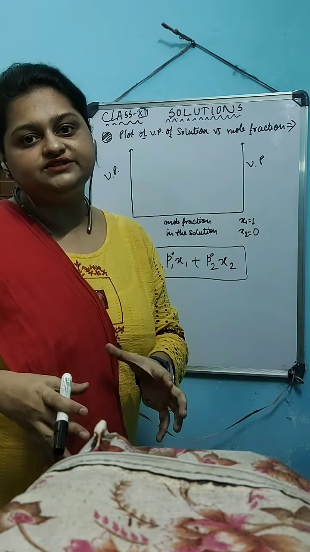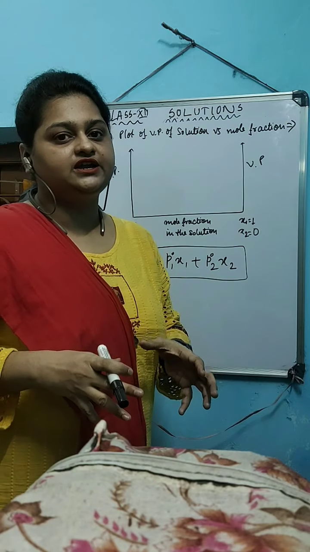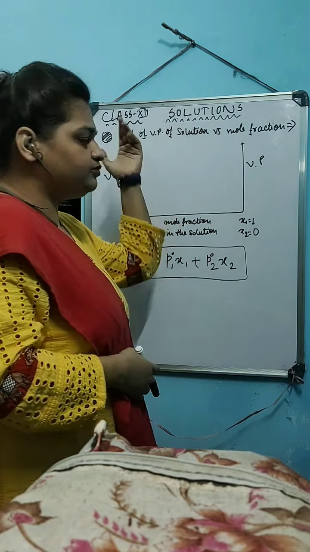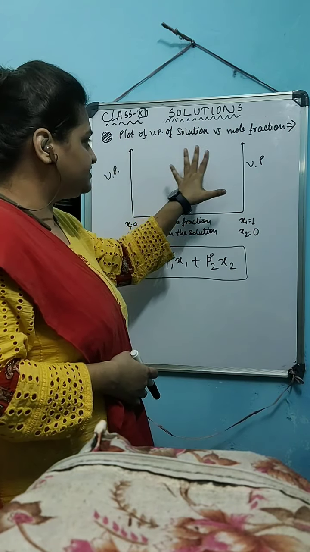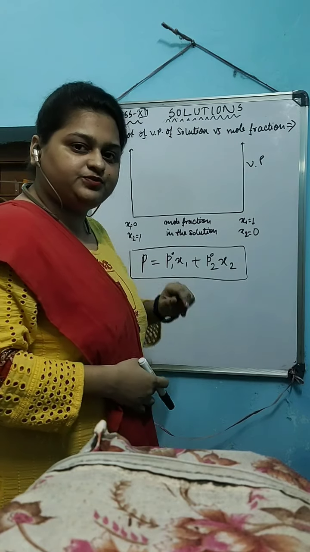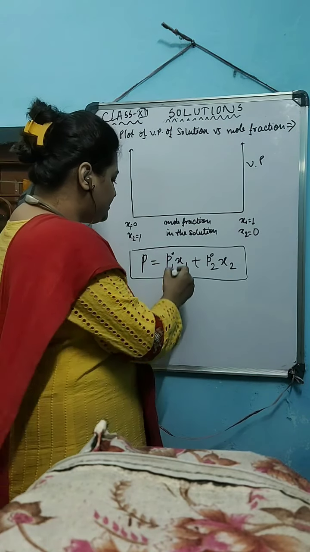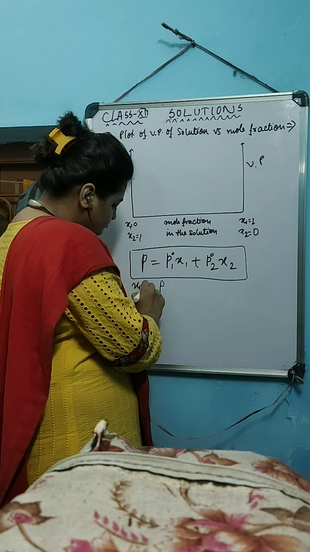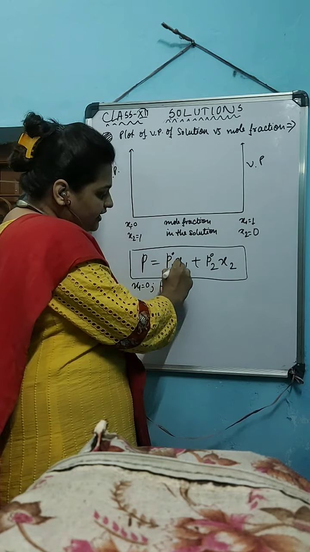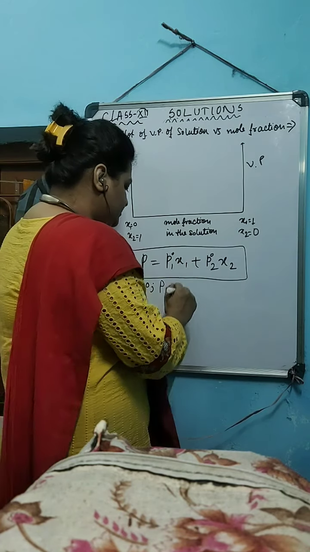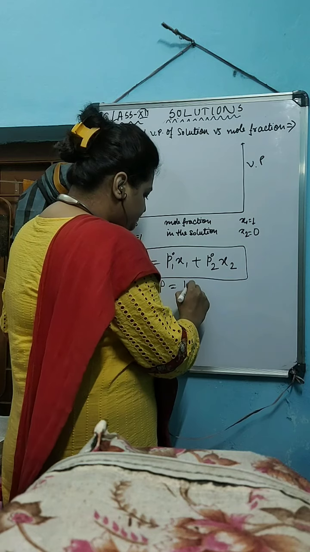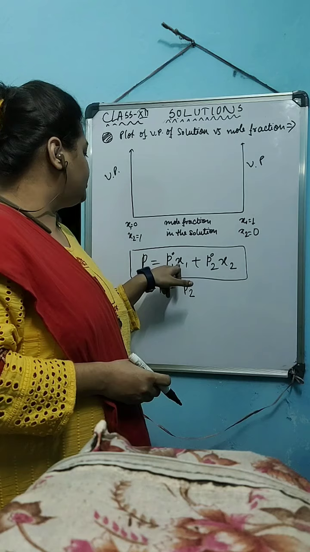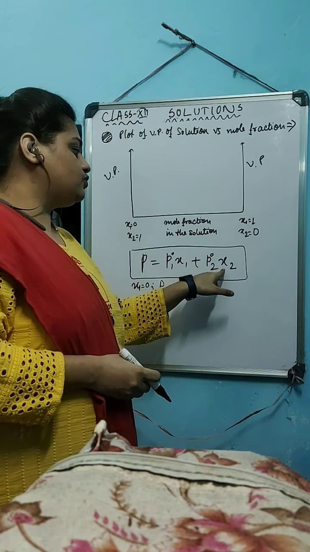So when only solvent is present, the entire amount of solvent is taken as whole, which in fractional terms is 1. This is the plot for this particular expression. Now, when I take X1 equals 0, this entire term will become 0 and this will become P2. Now, why P2? When X1 equals 0, X2 equals 1.